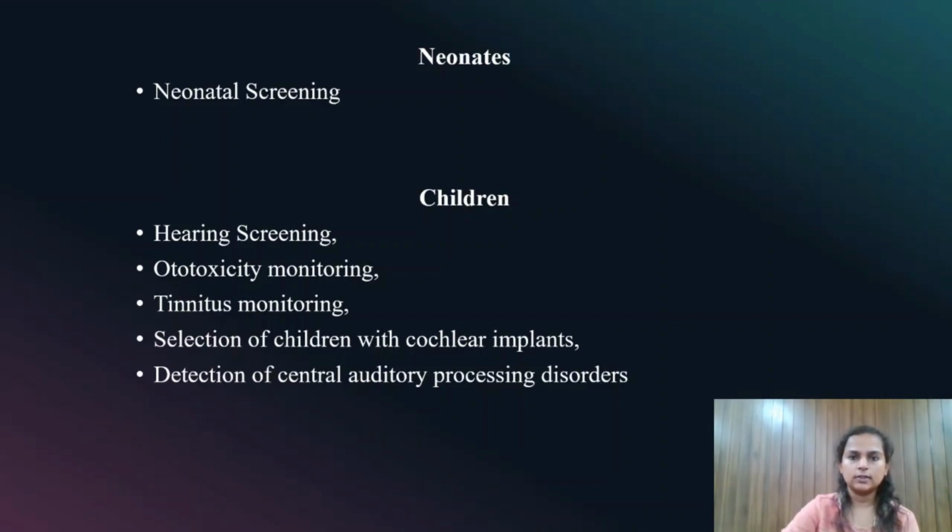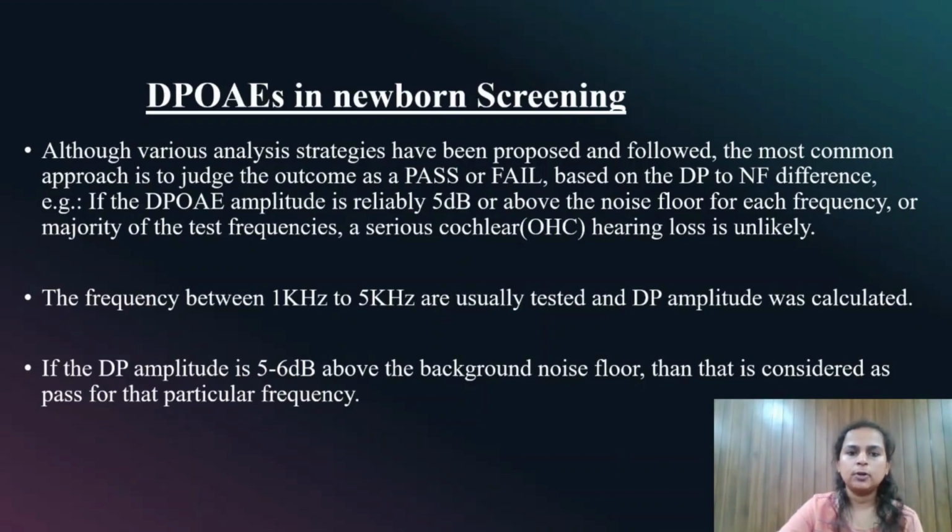DPOAEs in newborn screening will be judged as pass or fail based on the distortion product to noise floor difference. The frequencies between 1 kHz and 5 kHz are usually tested, and DP amplitude is calculated. If the DP amplitude is 5 to 6 dB above the background noise floor, then that is considered a pass for that particular frequency.